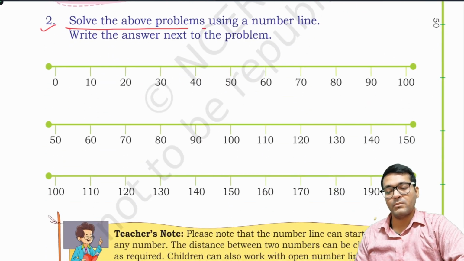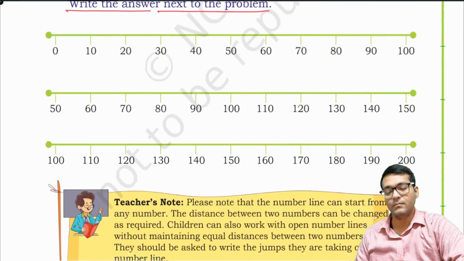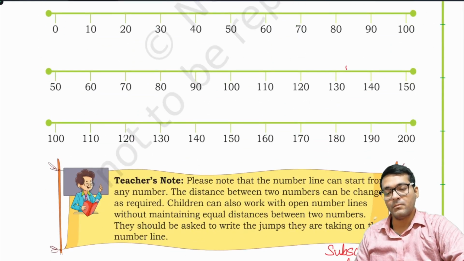2. Solve the above problems using a number line. Write the answer next to the problem. For example, 134 minus 56. 134 will be here, minus 56. You move 6 here, then you will move to 128 and then 50. 118, 10, 20, 30, 40 and 50. You will get 78. That is, 56 is subtracted from 134.